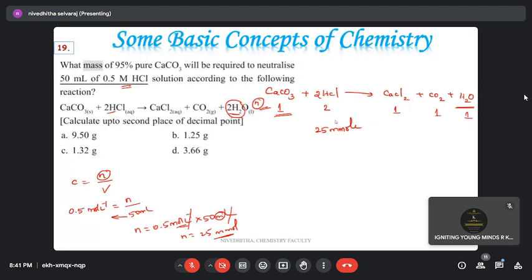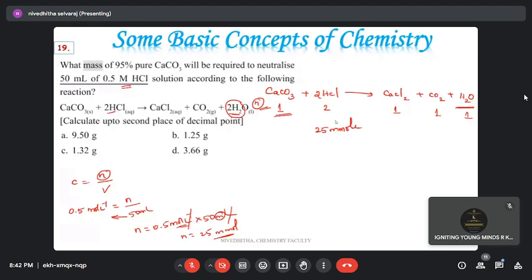You guys getting my point? I'll repeat it. To neutralize 2 moles of HCl, we need 1 mole of calcium carbonate. Basically, the calcium carbonate taken should be half the quantity of HCl, right? So here HCl is 25 millimole. So how much calcium carbonate is required? Half the quantity of HCl, right?